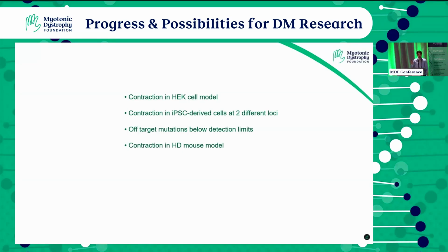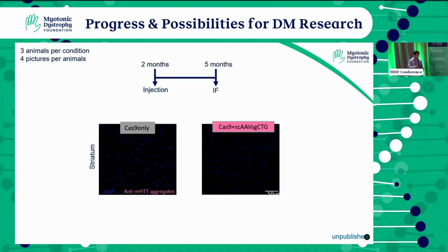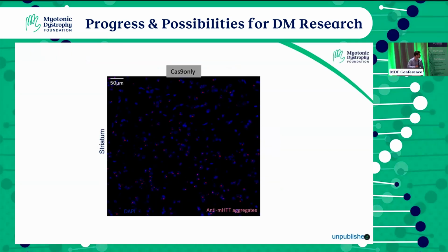The next question we had was: Huntington's disease forms aggregates of the mutant Huntingtin protein. So if we contract the CAG repeats, we should technically also reduce the amount of aggregates. So let's have a look. We had a 2-month-old injected animal, and we did immunofluorescence at 5 months. You have Cas9 only with injection in the striatum, and the Cas9 plus the guide. I tried to zoom in a bit more, but every pink dot is going to be mutant Huntingtin aggregates. This one is for the Cas9 only, so you don't have the guides. So you do see aggregates.